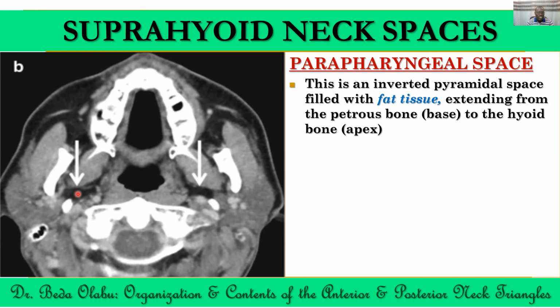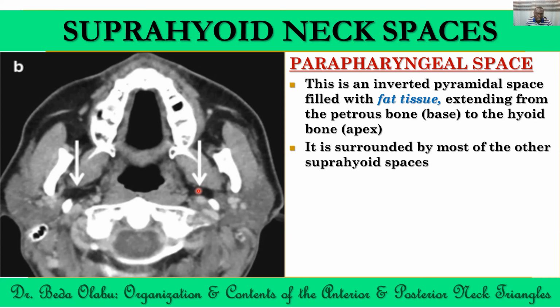Well, apart from fat tissue, you may have other structures. For example, the ascending pharyngeal artery may pass through this space in some situations. Occasionally, if you have some rests of the salivary glands, they may also occupy this space. But remember, those are ectopic salivary gland tissue. So usually the main content of this space is fat.